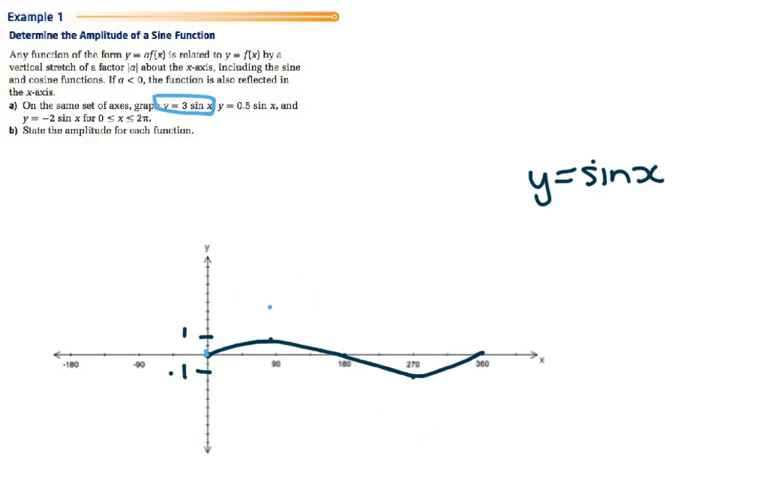Next point stays the same because 0 times 3 is still 0. 270, negative 1, that negative 1 gets stretched out to negative 3. And 360, 0 again stays. Connecting those with a smooth curve. I'll just fix that up a little bit. Would look like that.